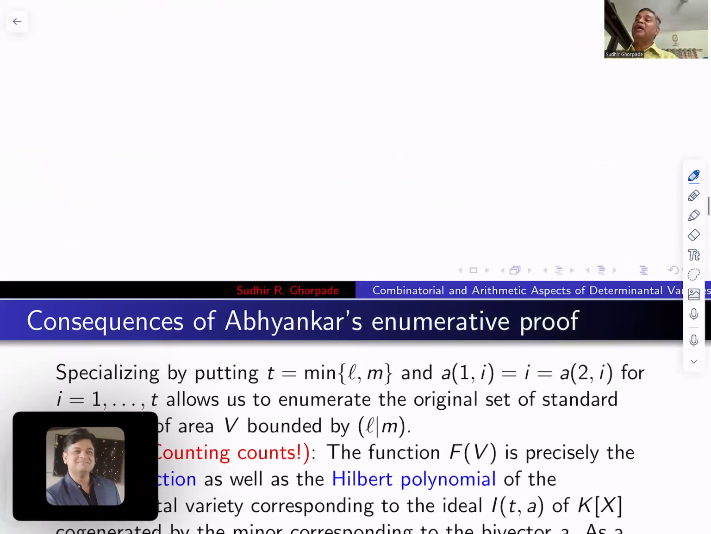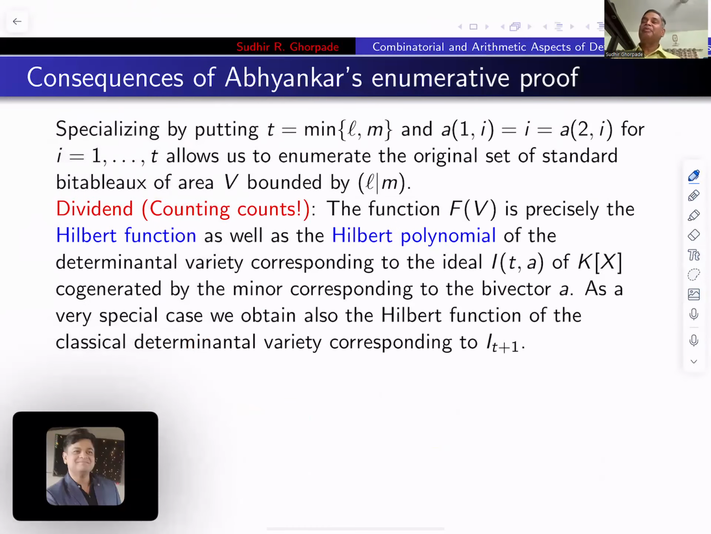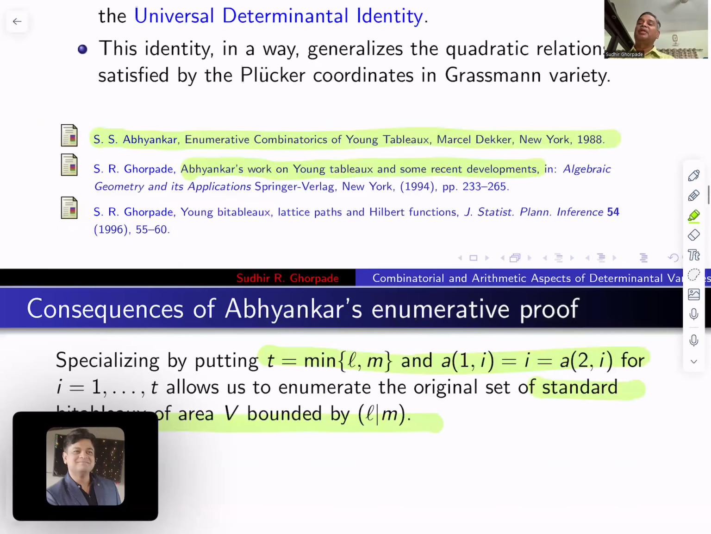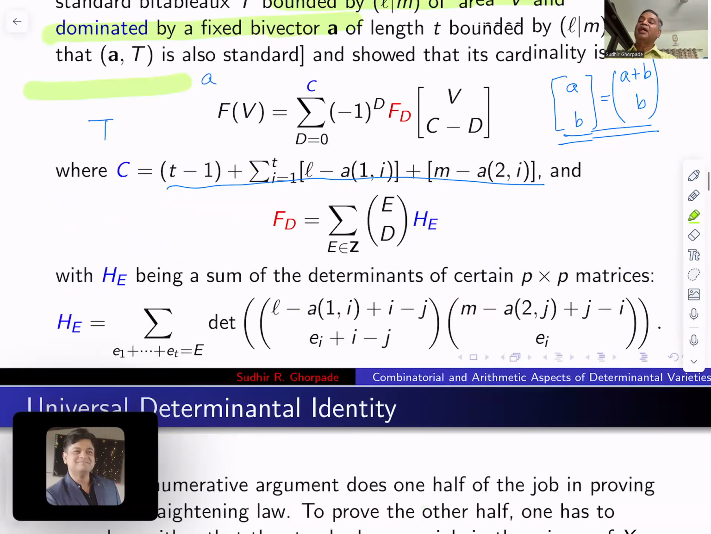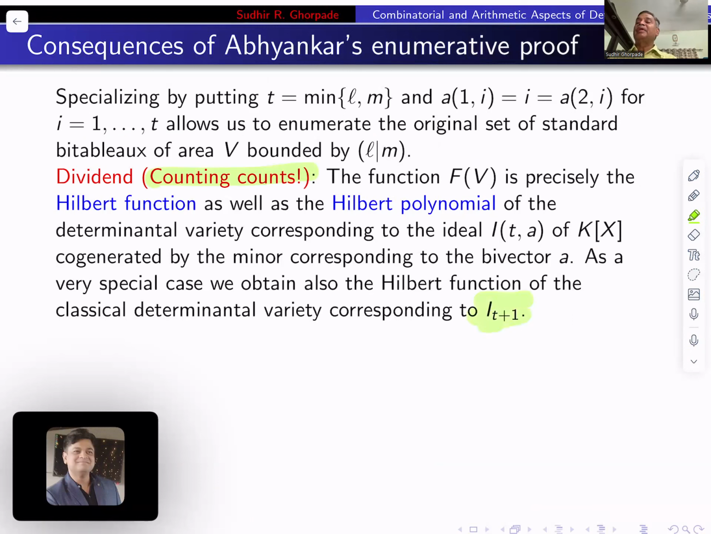As I was saying, that had some consequences. And the way I sometimes like to put these consequences, which is somewhat a life lesson, is that many times, if you count some nice things, it helps you. So I like to say that counting counts. It turns out that this function F_V, which counted the number of standard bitableaux dominated by a fixed bivector, is precisely the Hilbert function. And as you can see from the form of it, it is actually a polynomial in V. So it's a Hilbert function as well as the Hilbert polynomial of an ideal which is a little bit more general than the ideal I talked about, I_{t+1}.